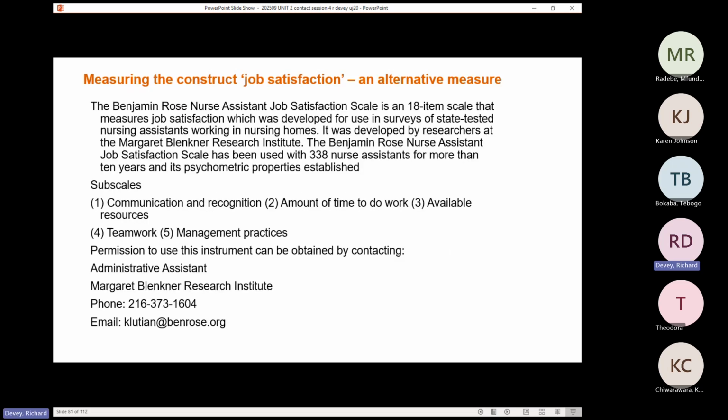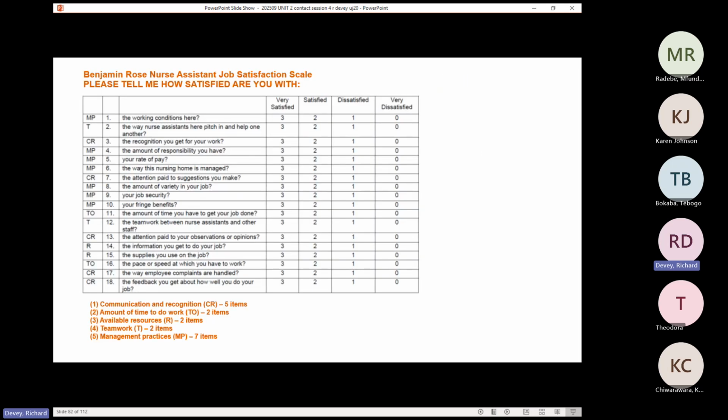Okay, the second job satisfaction scale is called the Benjamin Rose Nurse Assistant Job Satisfaction Scale. This is an 18-item scale. And the subscales are communication and recognition, amount of time to do work, available resources, teamwork, and management practices. And for this instrument, you have to get permission to use it. So I'll make the point later that if you want to use an existing questionnaire, you sometimes have to ask permission to use them.